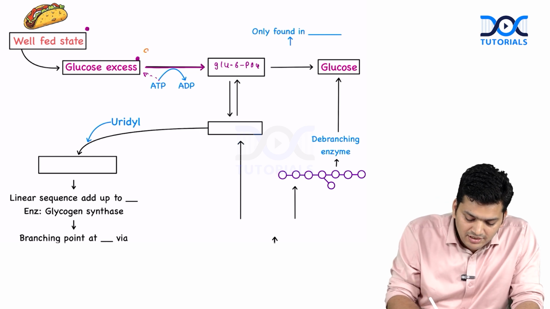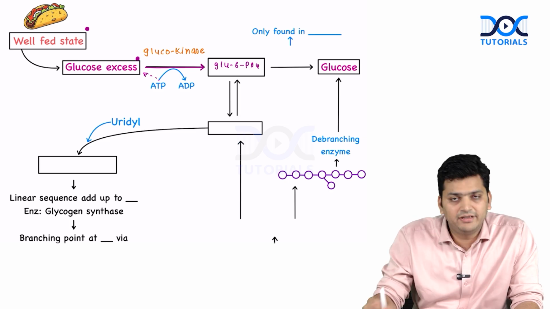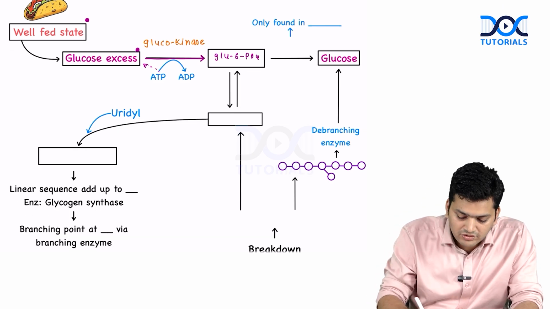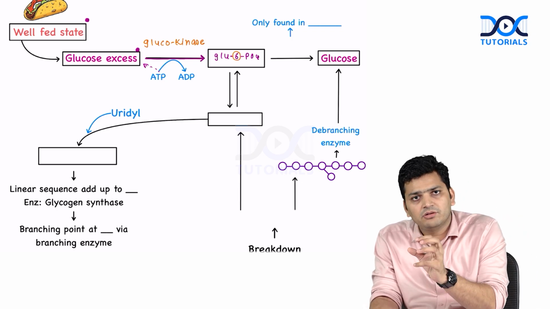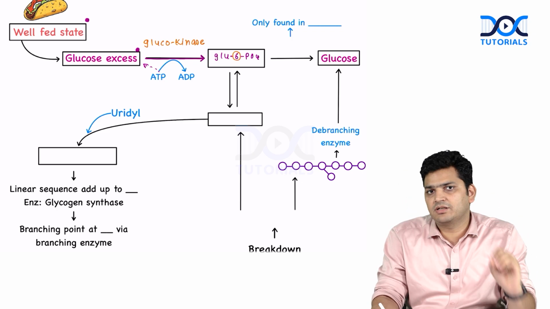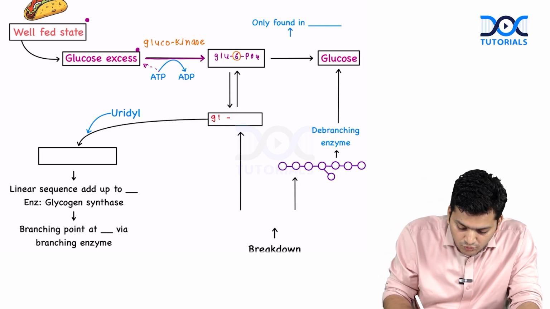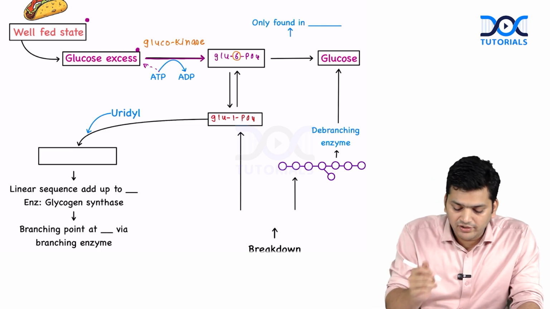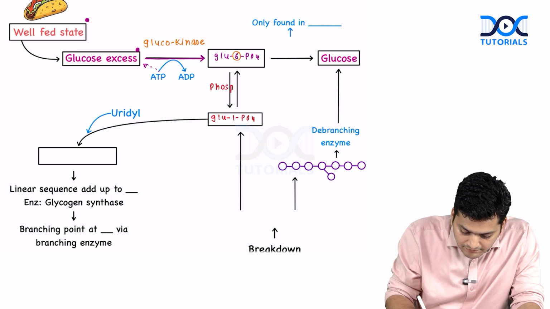The name of the enzyme is glucokinase, because you are transferring the phosphate group and the ATP is coming into the picture. Now this glucose 6-phosphate, right now the phosphate is on the 6th carbon. Now we are going to shift the phosphate from the 6th carbon to the 1st carbon. So the product that we are going to generate is glucose 1-phosphate. And because we are mutating the site of the phosphate, the name of the enzyme is phosphoglucomutase.